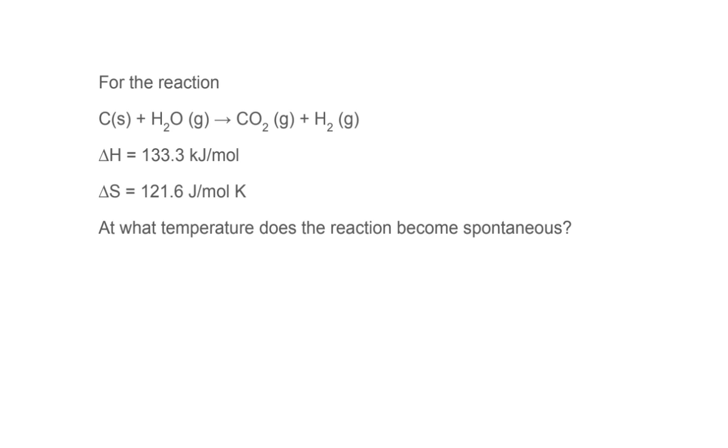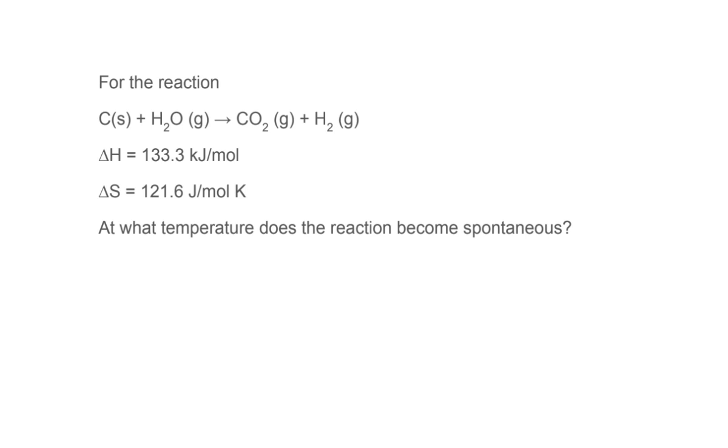So we went through in chapter 19 and determined that if the signs for delta H and delta S were both positive, then there was a temperature at which the reaction became spontaneous. If one is negative and one is positive, then we can safely say it's spontaneous or non-spontaneous. But in this case, we have to figure out a temperature at which that changes. Okay.